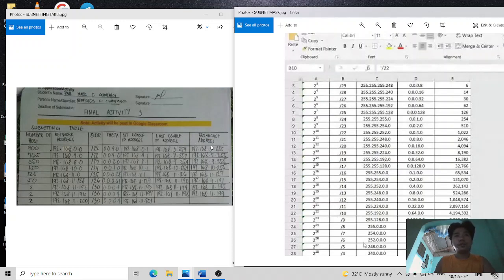Here is the broadcast address. 192.168.3.255 minus 1 is 192.168.3.254. 192.168.7.255 minus 1 is 192.168.7.254. 192.168.9.255 minus 1 is 192.168.9.254. So the formula is the last usable IP address is the broadcast address minus 1.